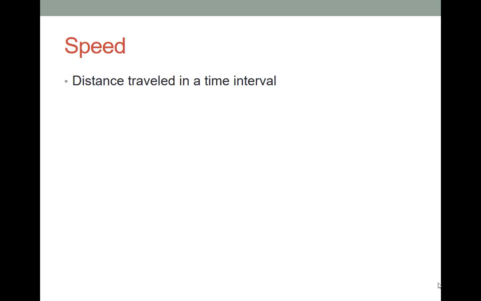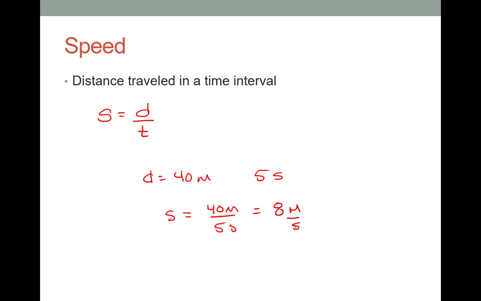Let's start with speed. Speed is a distance traveled in a time interval. In physics, we calculate a speed by taking distance divided by time. To give you an example of this, if you travel, say, a distance of 40 meters in 5 seconds, then your speed would be 40 meters divided by 5 seconds, which is 8 meters per second.